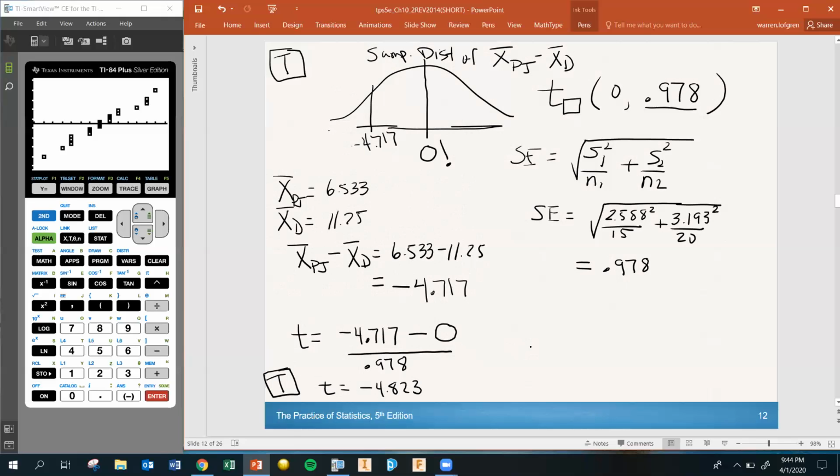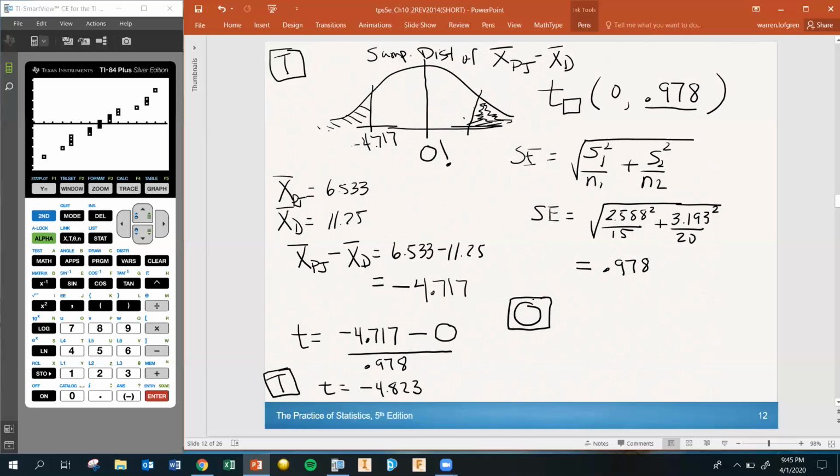So if we want to get the p-value here, to obtain the p-value, now remember what that is up here. That's this area. That's what we want. But it is a two-sided test. Remember, it was a not equals to. So ultimately, we're going to have to double that and get all this area as well.